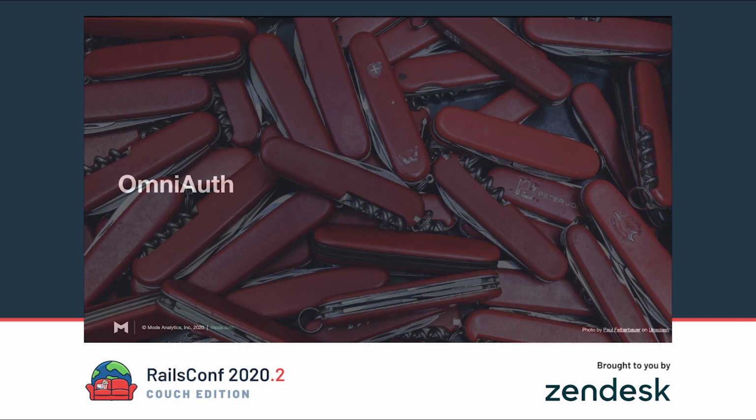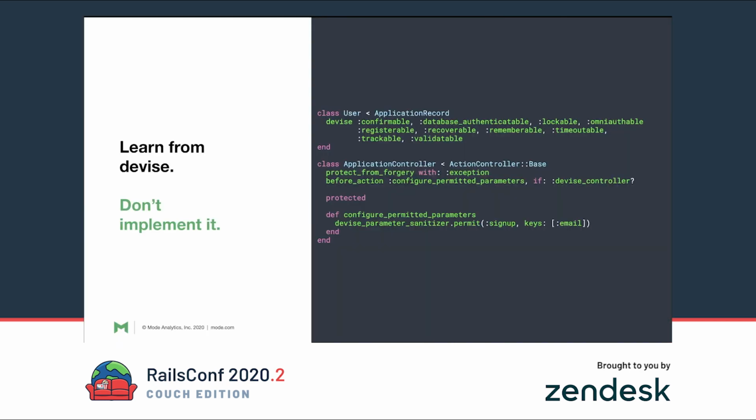Omniauth. Many Rails apps start out life offering authentication via username and password, perhaps using something like Devise. Try to skip this step. Storing individual passwords is insecure and risky. Avoid it if you can.